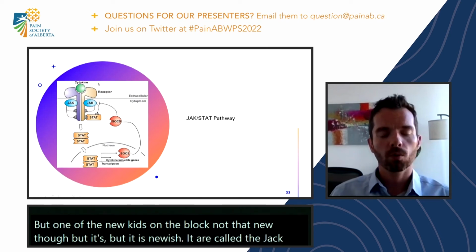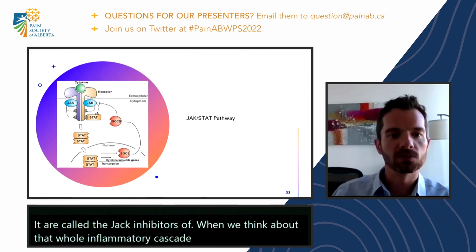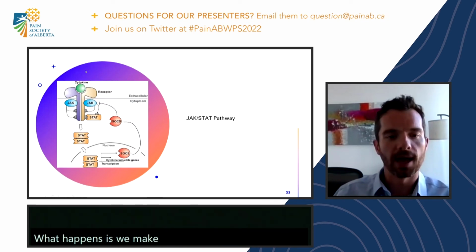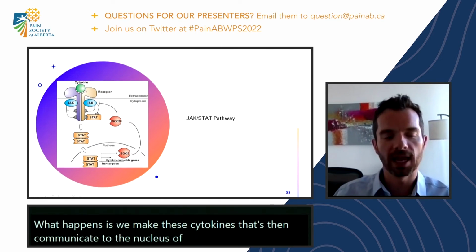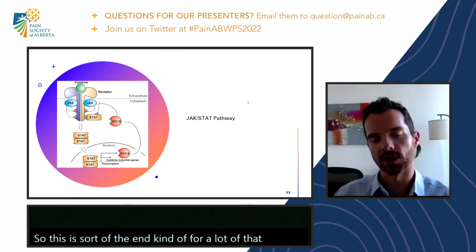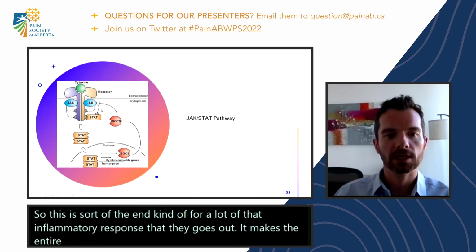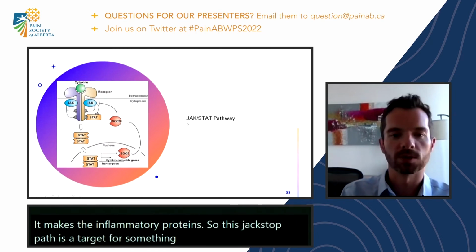And so when we think about that whole inflammatory cascade, what happens is we make these cytokines that then communicate to the nucleus of a cell. So this is sort of the end game for a lot of that inflammatory response that then goes out and makes the inflammatory proteins. So this JAK-STAT pathway is the target for something called JAK inhibitors.